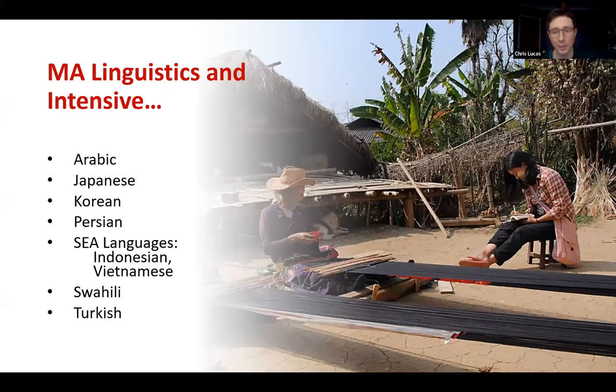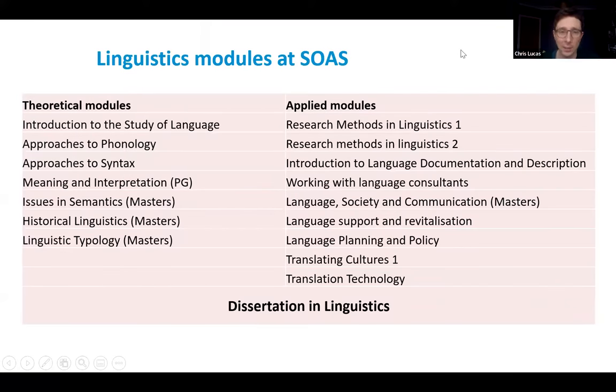Now, if you are interested in combining the study of linguistics with the study of a language, these are the languages that we currently offer for combination with linguistics. So Arabic, Japanese, Korean, Persian, Southeast Asian languages. Currently, you could do either Indonesian or Vietnamese, Swahili, and Turkish. And here is a list of the modules we currently offer. As you see, there's quite a few theoretical modules and even more applied modules. Oh, thank you, Nana. I left out Hindi. That was very bad of me. So you can also do Hindi.